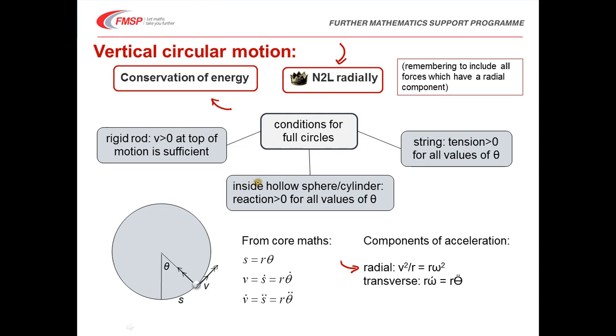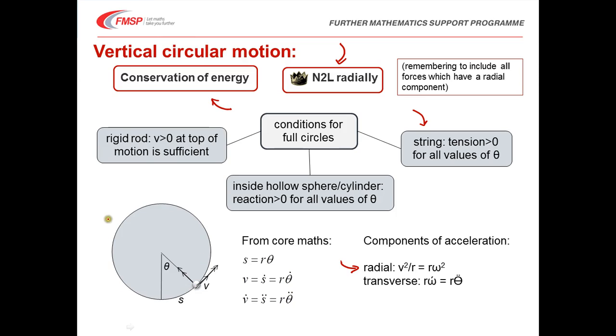We add in a little extra dimension to the vertical circular motion by thinking about conditions for full circles to be completed. And the conditions for full circles to be completed depend on the system that you're looking at. The most common, perhaps, is the particle on the end of a light inextensible string. And in that case, in order for full circles to be completed, there must be enough energy in the system for the tension in the string to remain greater than 0 for all values of theta.